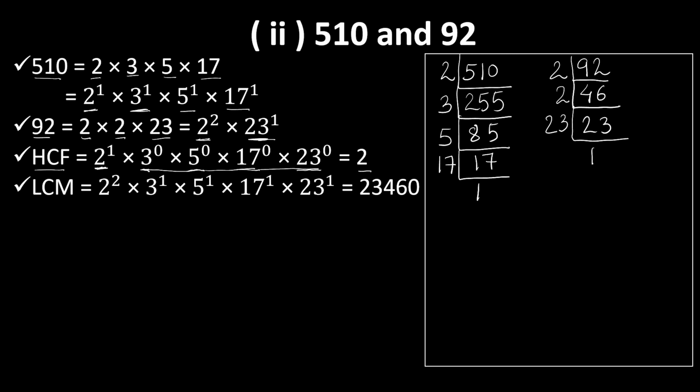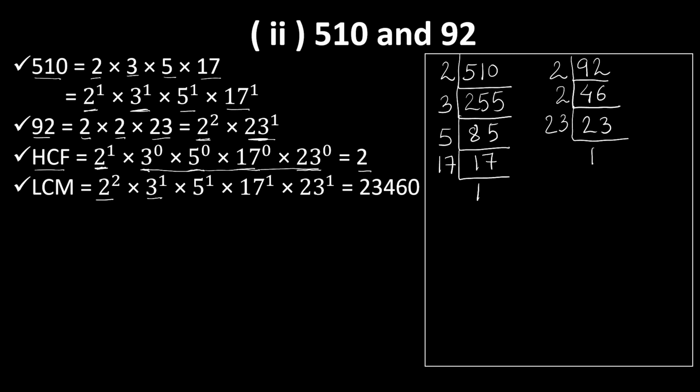Now, let's write down the lowest common multiple. For the lowest common multiple, we will be looking at the highest exponent possible. So, if you look carefully, for 2, it is occurring twice in 92 but once in 510. So, therefore, the highest exponent possible is 2 and hence we will be writing 2 raised to 2 here. Now, 3 is occurring once in 510 but not in 92. Therefore, we will be writing the highest exponent of 3 as 1 and hence it will be written as 3 raised to 1.